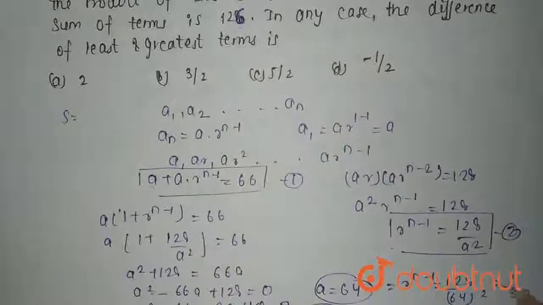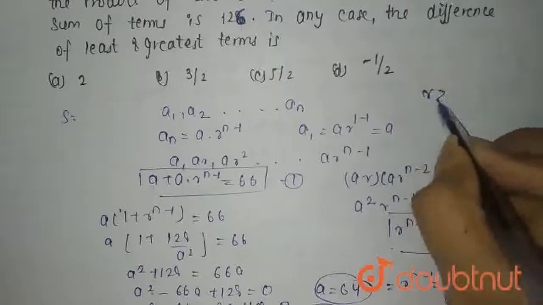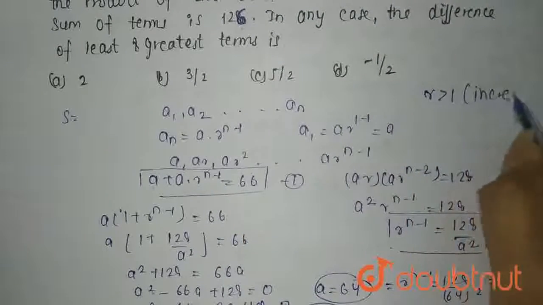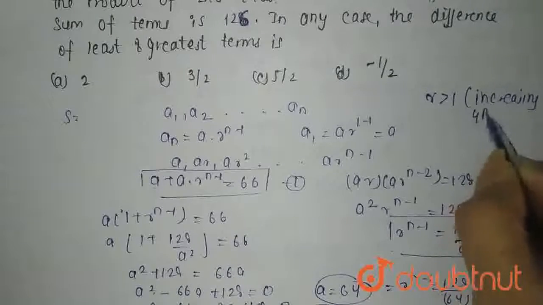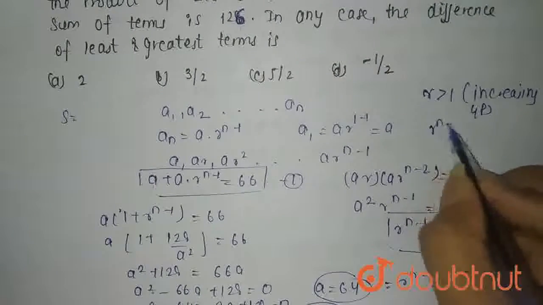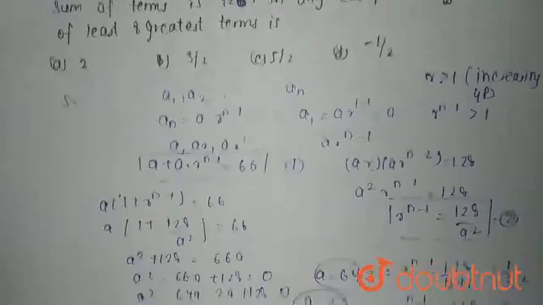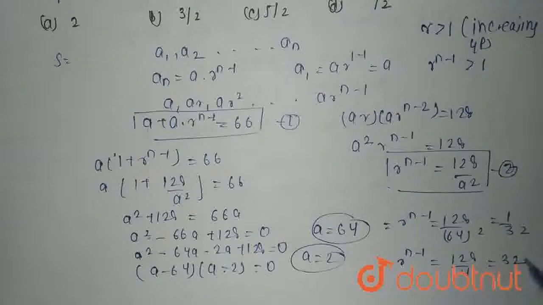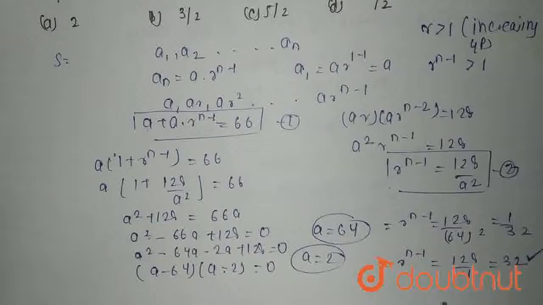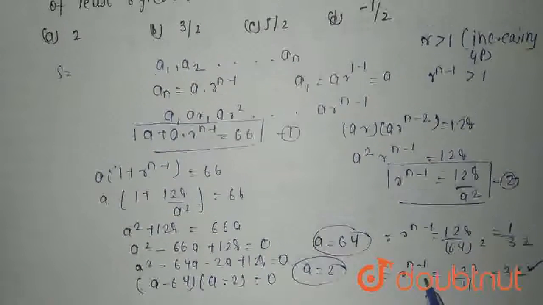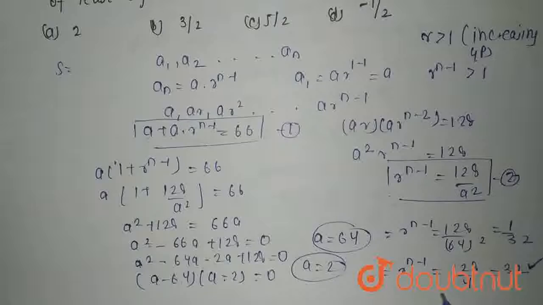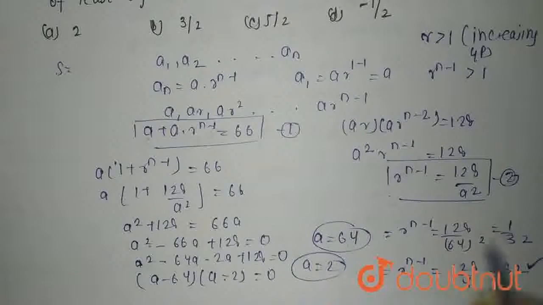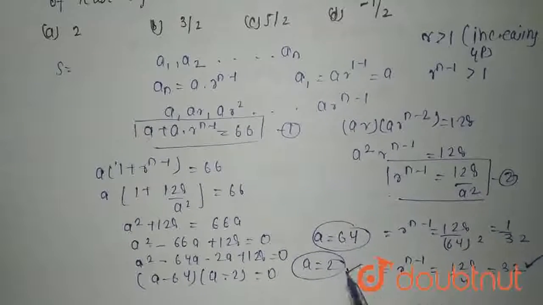So when it is increasing GP, r is greater than 1. When r is greater than 1, it means r^(n-1) is also greater than 1. So that is why you can't take this value. So you have r^(n-1) is equal to 32. So when a is equal to 64, it is 1 by 32, and when a is equal to 2, it is 32. So you can take this value.